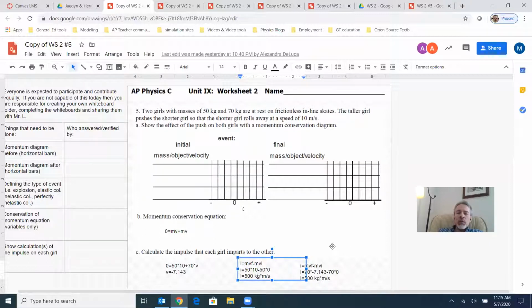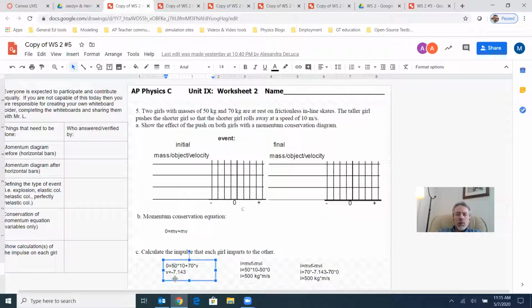Which means the impulse on the other girl would be the same, except in the opposite direction, equal and opposite. So if one's to the left, the other one would be to the right, 500 kilograms times meters per second. By the way, you could also have newton seconds there too, right? And then they used the conservation of momentum equation to figure out the velocity of the girl, and it's 7.143 meters per second. And since it doesn't have a direction up here, I guess I'm okay with this negative.